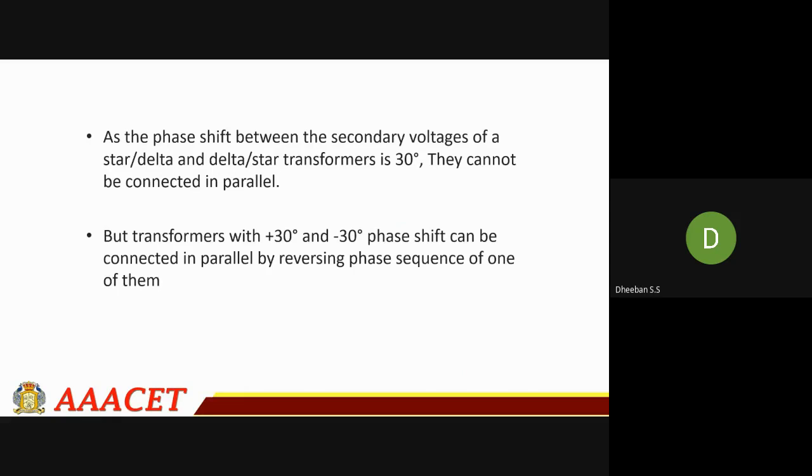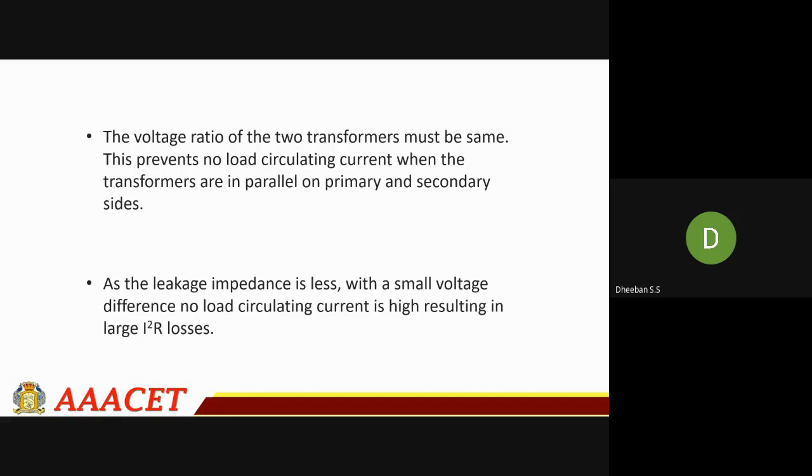Moving on, the phase shift between secondary voltages of a star-delta transformer is 30 degrees. This occurs when you have one winding in star and another winding in delta, and vice versa. There is a possibility of a 30 degree phase shift. In that case, this kind of configuration cannot be connected in parallel operation. But transformers with 30 and minus 30 degree phase shift can be connected in parallel by reversing the phase sequence. If you want to connect them, you have to reverse your phase sequence.